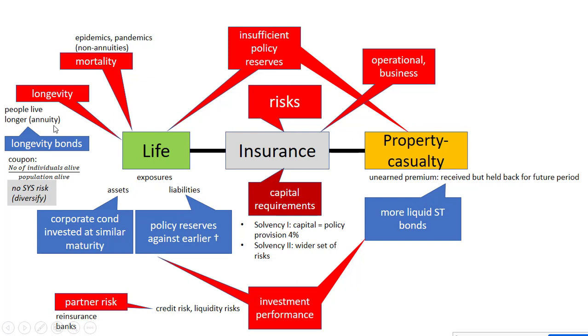But if this is an annuity contract, then it's a problem, because at the beginning the client pays a huge amount of money, then they get the annuity, and if they are living longer than was expected, then it will be a loss for the insurance company, because they have to pay it. So that's why this longevity risk is managed by issuing longevity bonds. So it's quite funny, because the coupon payment is the number of individuals alive in the population.